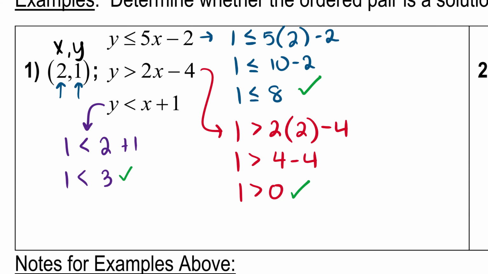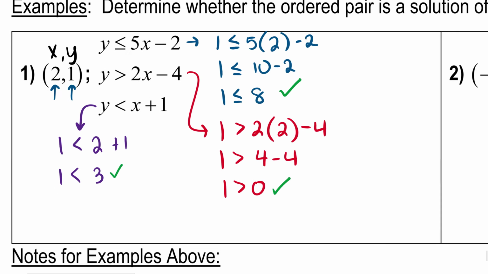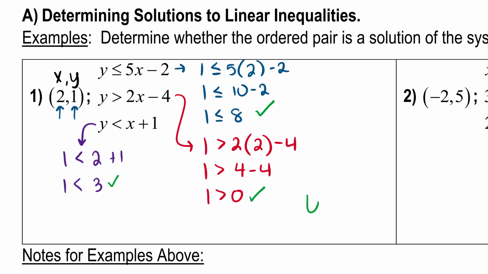So my answer, it just says determine whether the ordered pair is a solution. Well, yes, it is. It has to meet all three, though. It can't just be 1 or 2. It has to be all of them. So if they're all good, it's yes. If any of them are bad, it's no. That's all we're doing here.